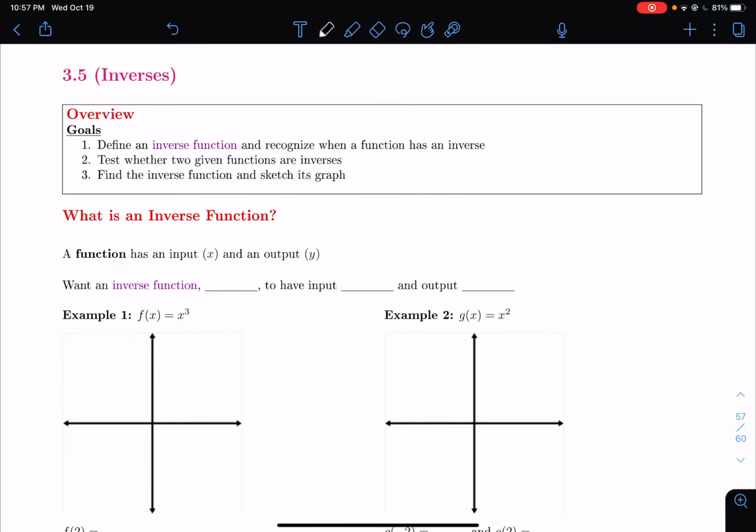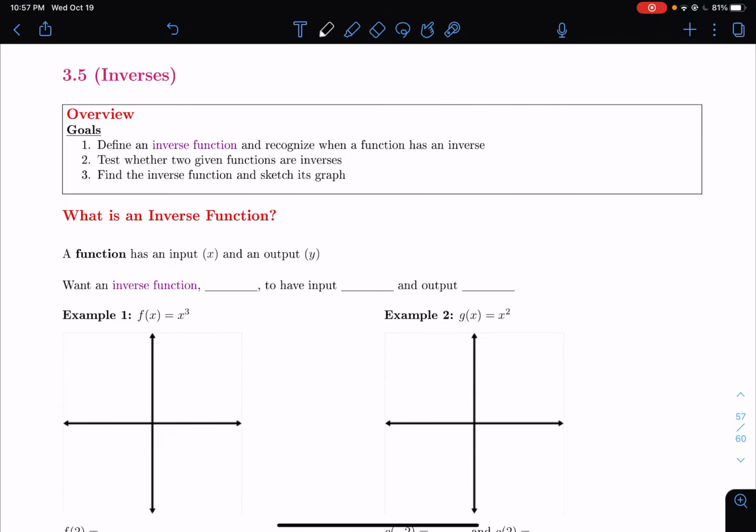In this video, we're going to begin section 3.5 on inverses. So our goals for this section are to define what an inverse function is and how we can recognize when a function has an inverse. Then we'll talk about how you can test if two given functions are actually inverses of one another. And then finally, how do you find the inverse function and sketch its graph? Okay, so let's begin with an intro to what is an inverse function.